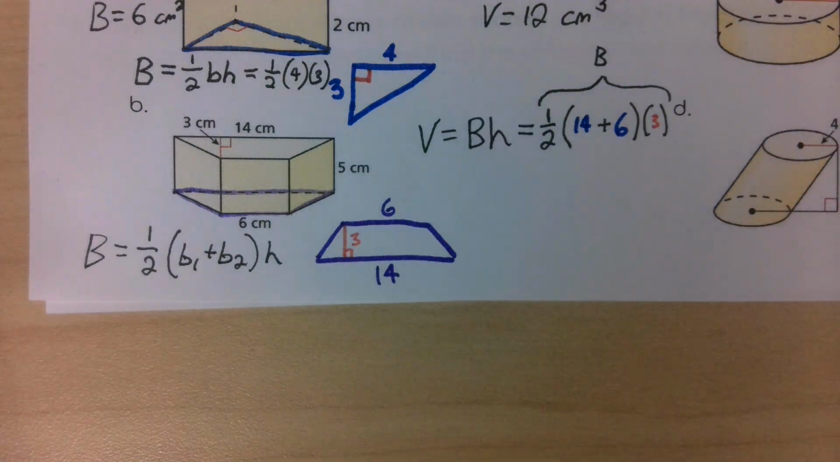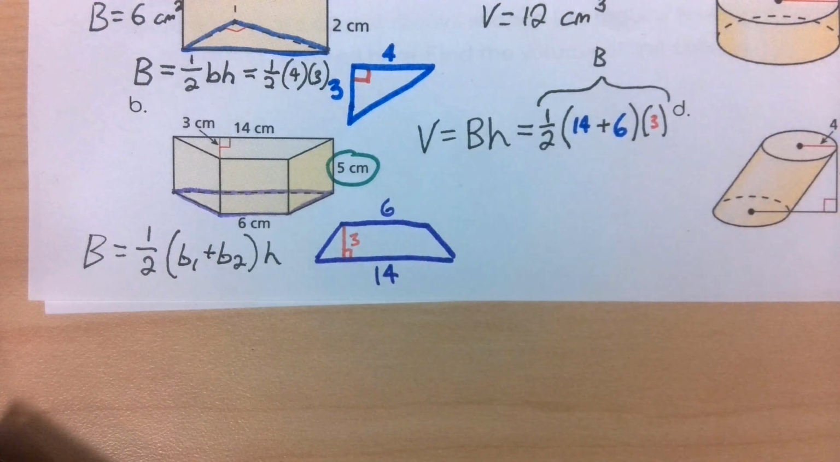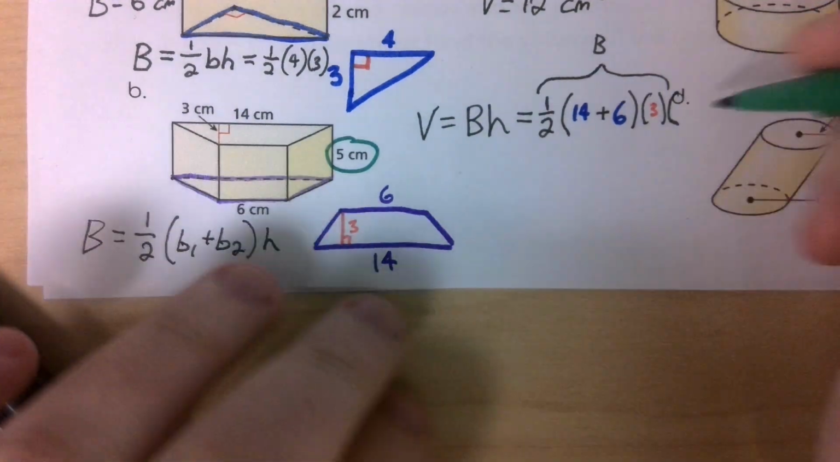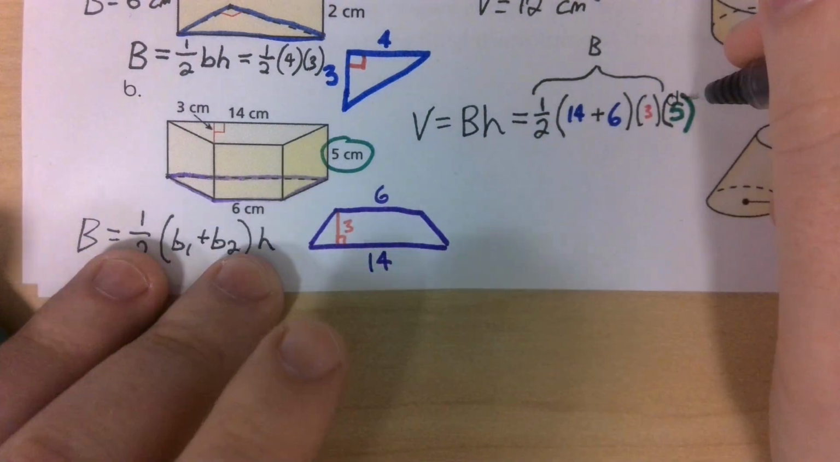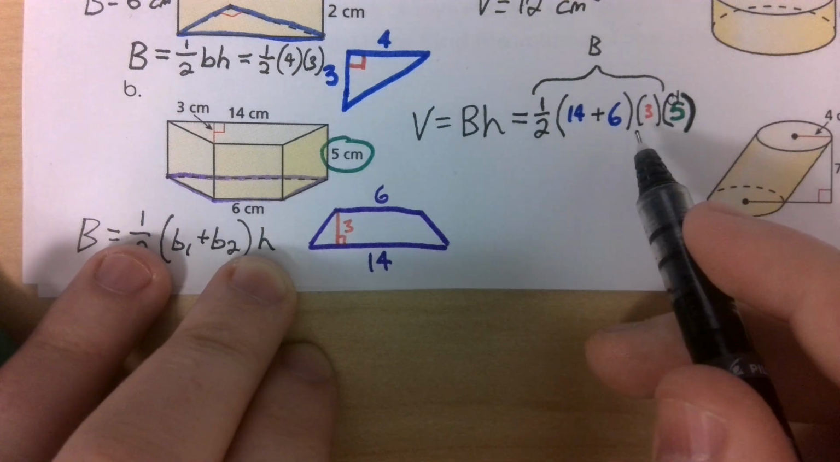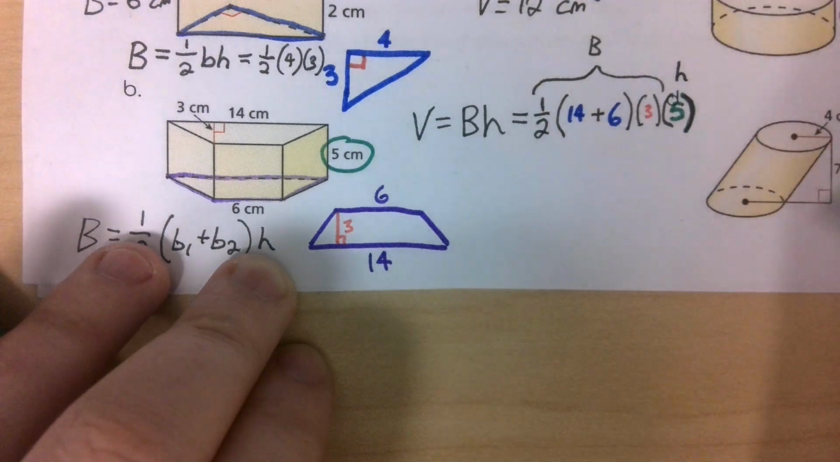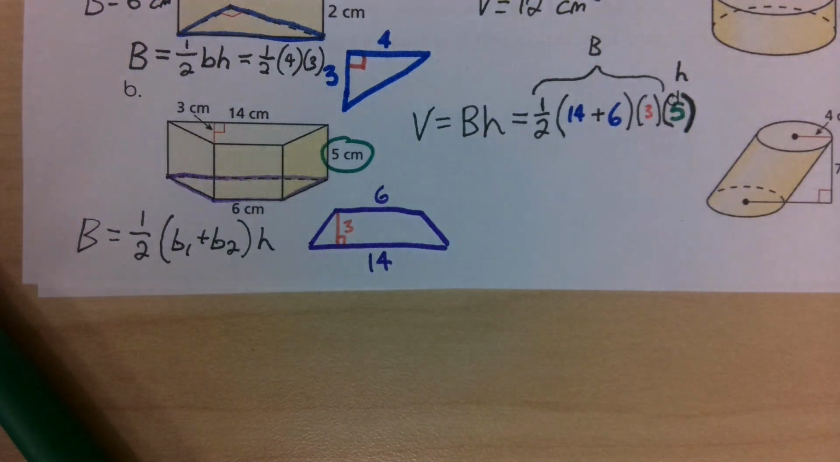The last thing we need to multiply is the height of the prism, and the height of the prism is 5. So the volume of this shape is going to be, if I wanted to do it in one calculation, which I do, 1/2 of 14 plus 6 times 3, that first part's the base, times the height of the prism, which is 5. Plug this into your calculator and see what you get.